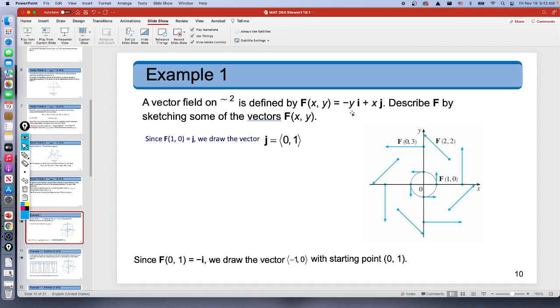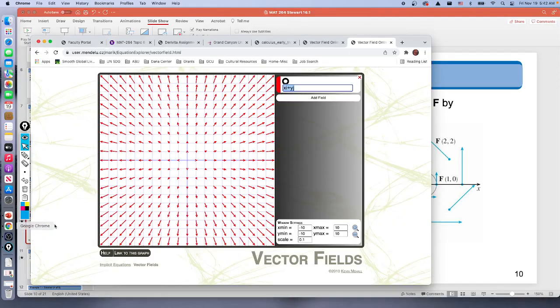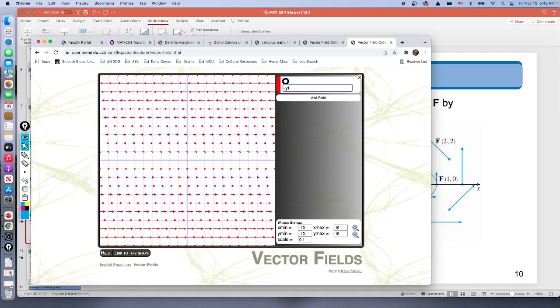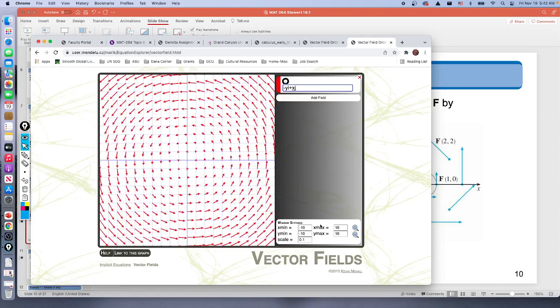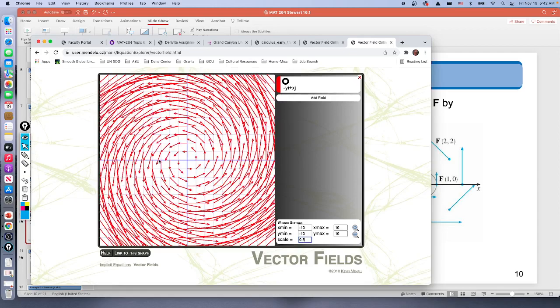Here it is, minus yi plus xj. So we can do that here. Minus yi plus xj. Notice you can mess with the scale here a bit if you want, but you can see it's just going to go in circles. It's using a scale of 0.1. You could change it to maybe 0.5. It makes the arrows bigger, and you can see as you get further out, the magnitude increases as well. Okay, so this is what the vector field would look like.